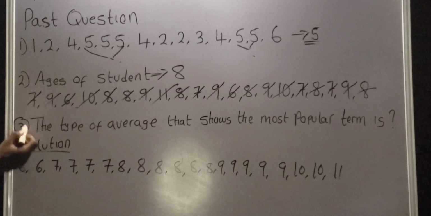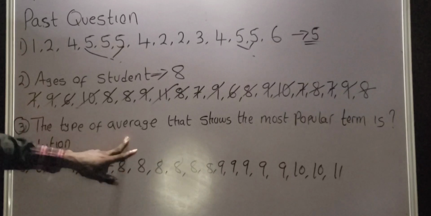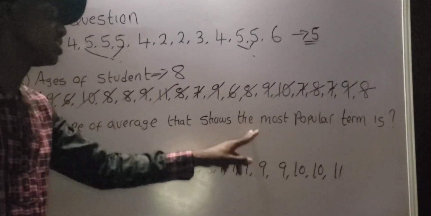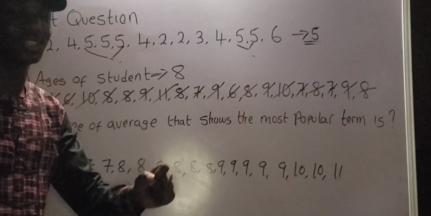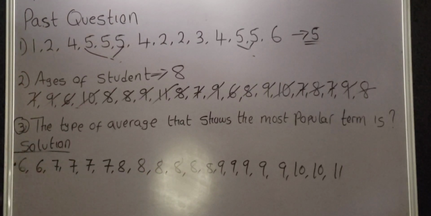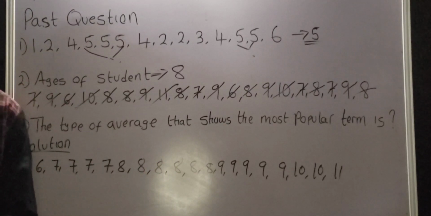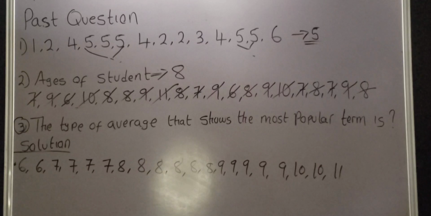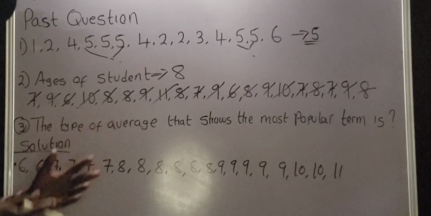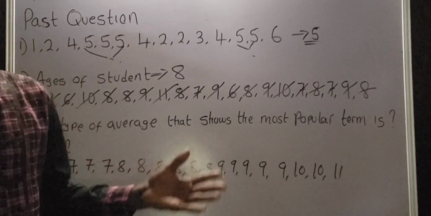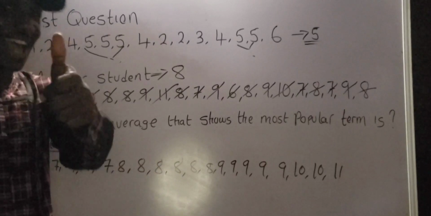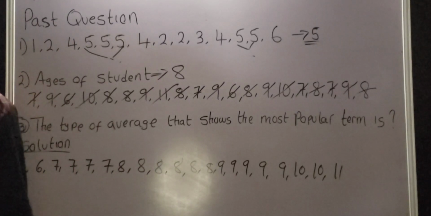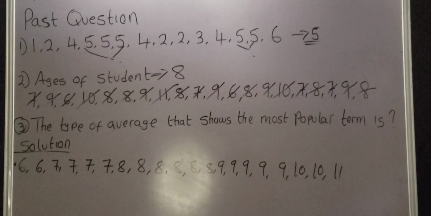So the third question says the type of average that shows the most popular item is. Now I want to answer that. Don't forget that I told you that mean means average, median is the middle number, and mode is the most occurring value. Now the question says the type of average that shows the most popular item among our data set is known as what? Yeah, the answer is mode, because by definition, mode is the most occurring value among our data set.